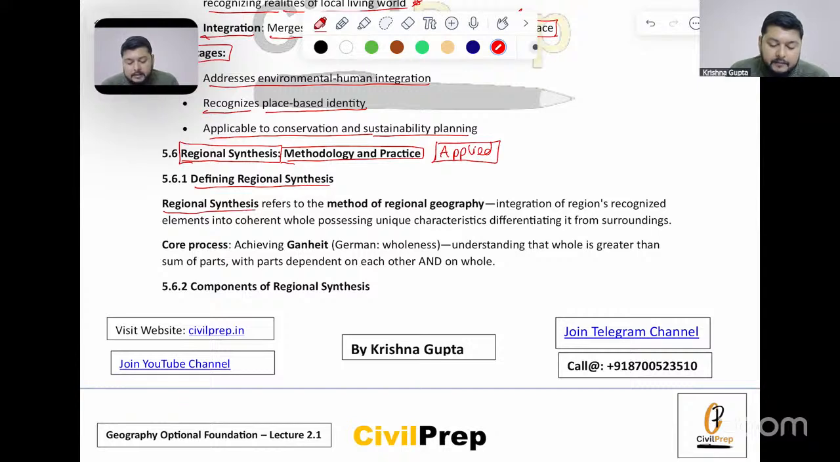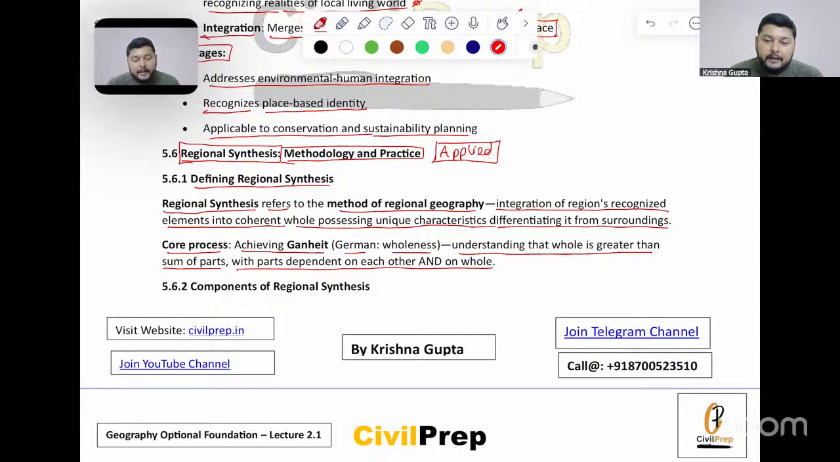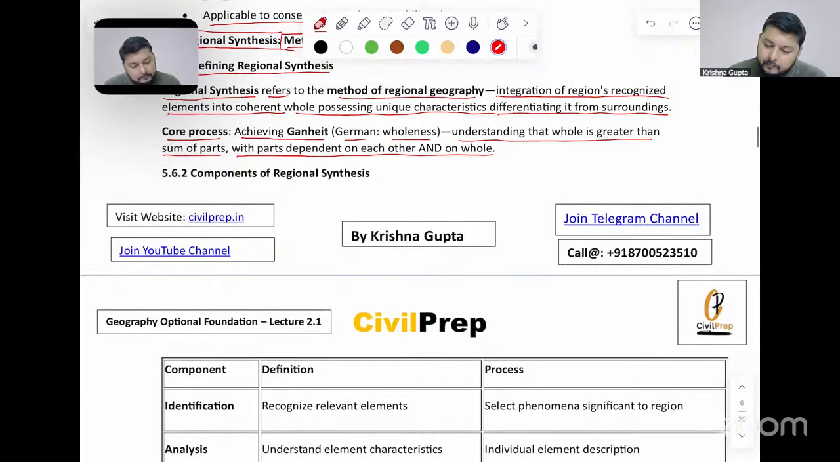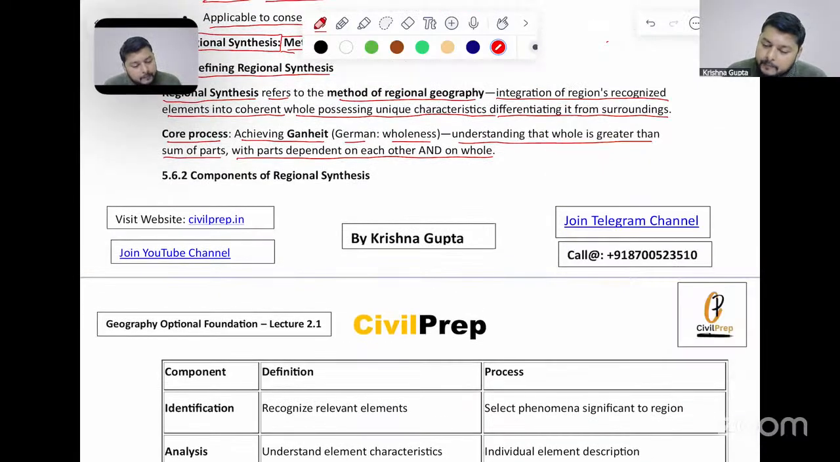Regional synthesis refers to the method of regional geography, the integration of a region's recognized elements into a coherent whole possessing unique characteristics, differentiating it from the surroundings. Core process: achieving Ganzheit, that is German for wholeness, understanding that the whole is greater than the sum of parts, with parts dependent on each other and on the whole. Let's understand this with a diagram.